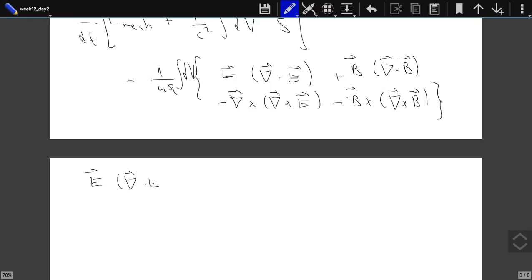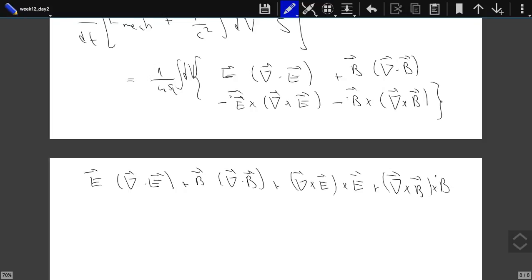E times the divergence of E plus B times the divergence of B plus, now this is E, curl of E cross E plus the curl of B cross B. And let me take its i component. I will try to show that this can be written as a divergence.